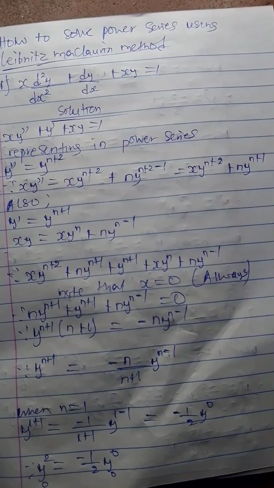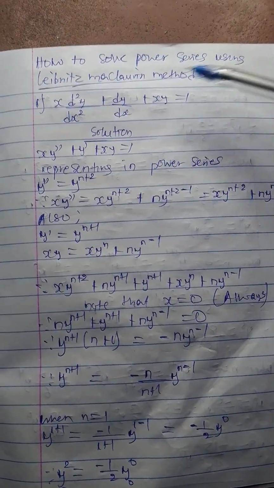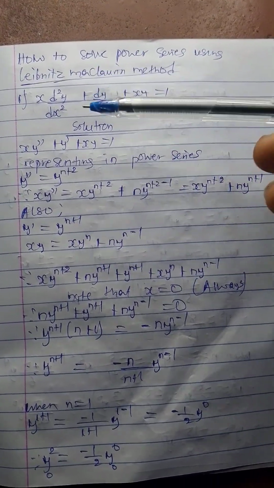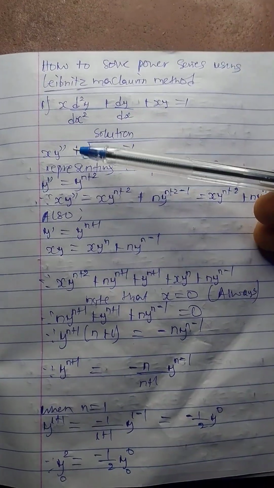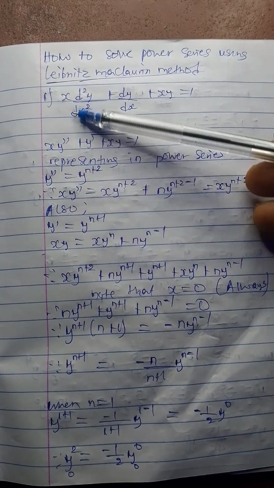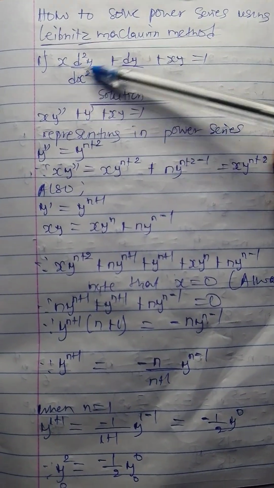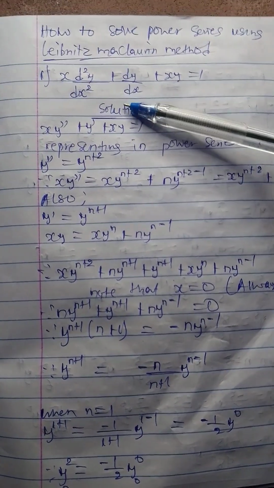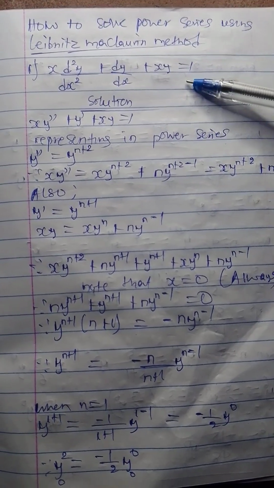On today's video, I'll be teaching you guys how to solve power series using the Leibniz Maclaurin method. Now, with this question, we have to solve x d²y/dx² + dy/dx + xy = 1.